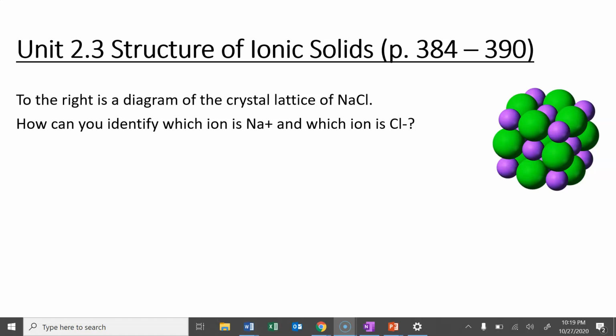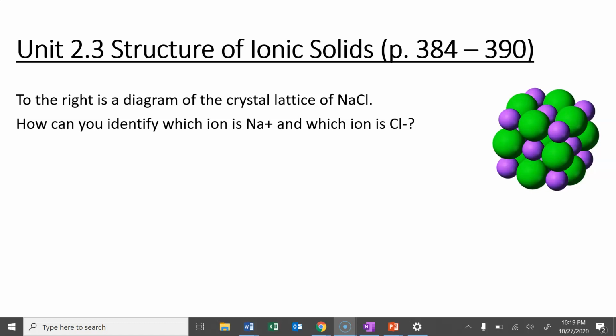Last video talked about covalent bonds, so naturally we go on to ionic bonds next. To the right, you see a diagram of the crystal lattice of NaCl. The question asks us to identify which ion is Na plus and which ion is Cl minus. We need to stop and think about that for a minute based on what we know from the periodic trends topic from last unit. All right, pause the video if you haven't already answered it.